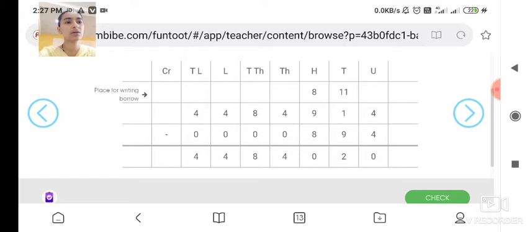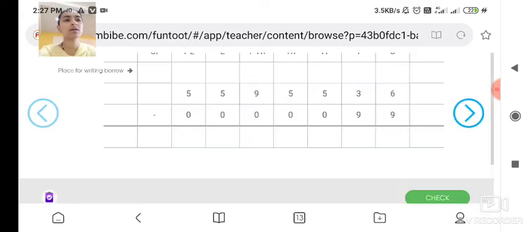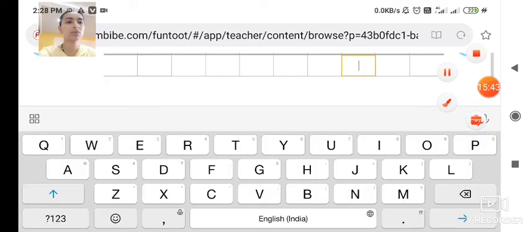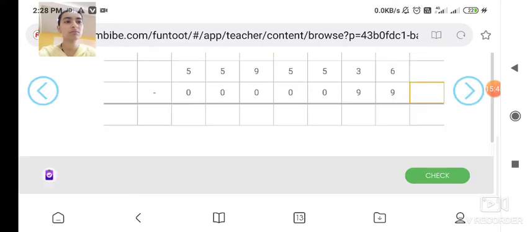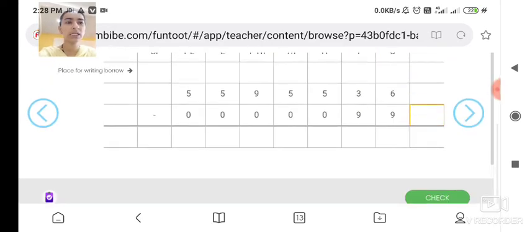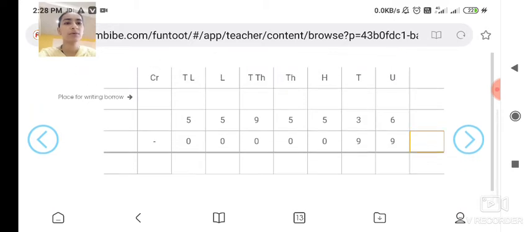Students, let's see another. The next is similar to this. The question is subtracting 99 from 55 lakh 95,536. We are subtracting 99 from this number.